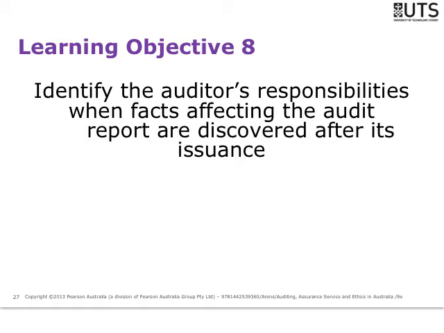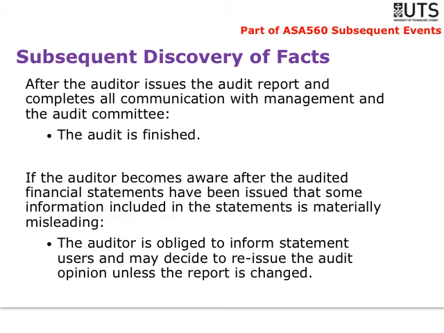Learning objective 8 is to identify auditors' responsibilities when facts affecting the audit report are discovered after its issuance. Here we are focusing on all events we become aware of after we've signed the audit report. After we sign the audit report, let's say on the 30th of September, our legal liability is largely discharged, meaning we're no longer responsible for what happens next. But we also need to be aware of subsequent events after the signing of the audit report that effectively occurred before we signed the audit report.